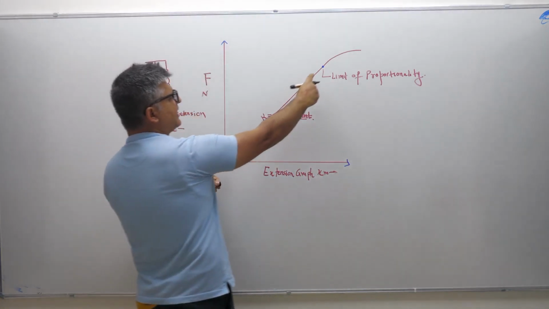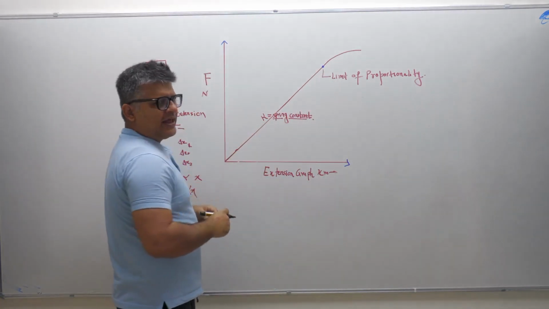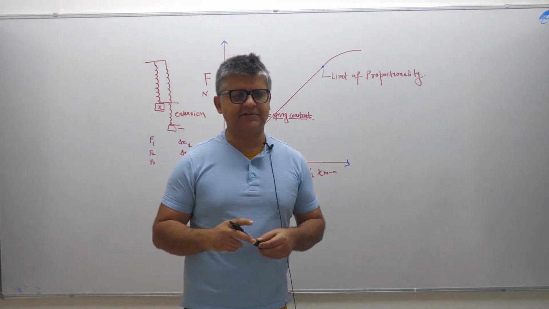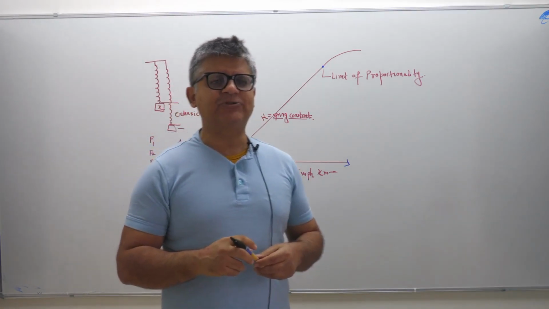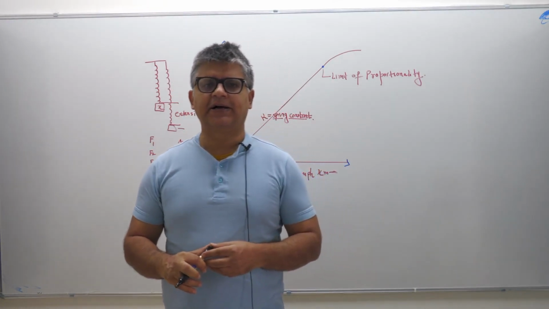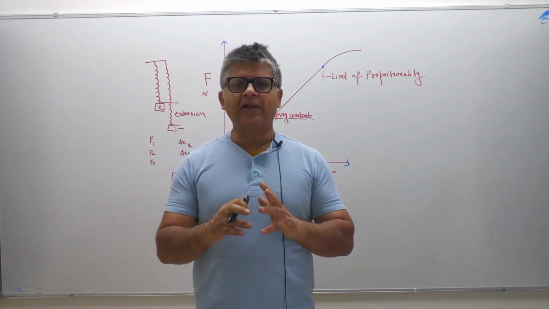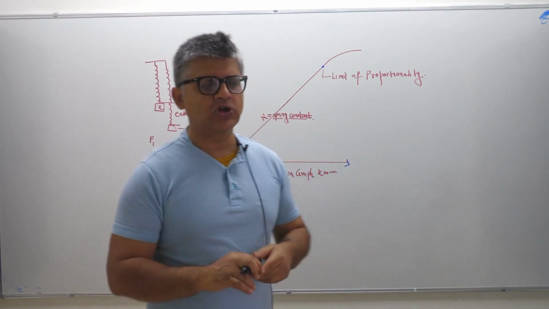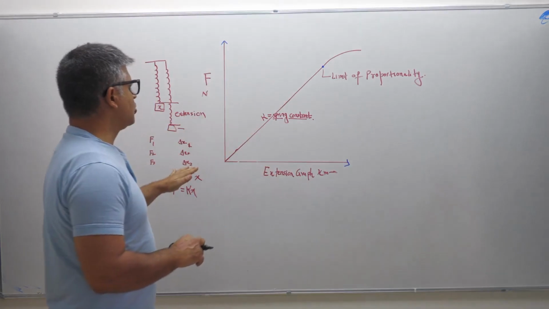And you can see the straight line. It's a straight line like y is equal to mx. So you should have this conceptualization in your mind as to what is the limit to which you can go and follow this Hooke's law. You remember Hooke's law, right? So this is all about Hooke's law.